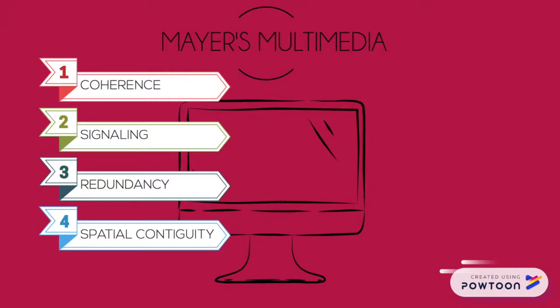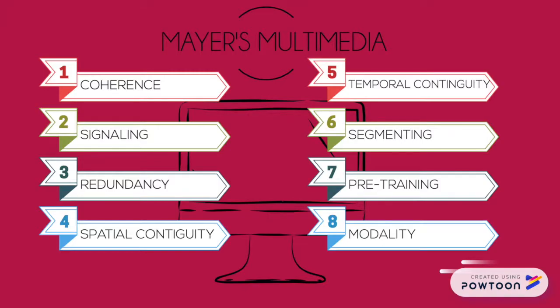4. Spatial contiguity. Our presentation was organized by slides, and each slide had related graphics and text next to each other pertaining to the topic of the slide, only so the viewer could follow the information more easily. 5. Temporal contiguity. Each slide had a picture and text of the topic of the slide on the same slide rather than the text and a picture on two different ones.